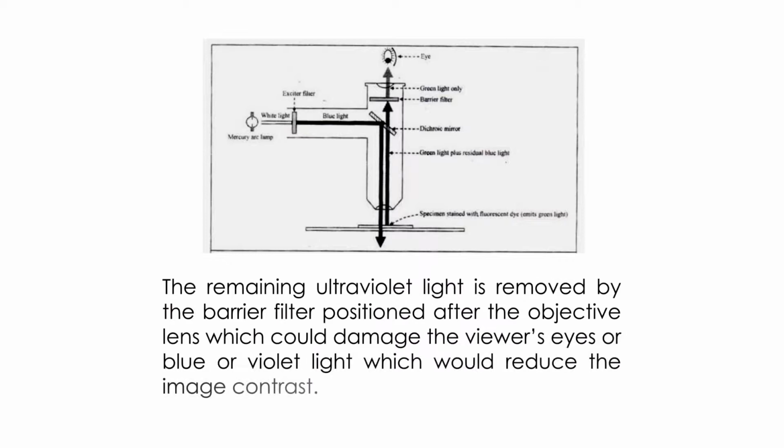The remaining ultraviolet light, which could damage the viewer's eyes, or blue or violet light, which would reduce the image contrast, is removed by the barrier filter, which is positioned after the objective lens. Fluorescent microscopy is used to assess microbial populations in highly dilute natural environments, and it is also used to develop advanced optical systems that reconstruct three-dimensional models of cells.